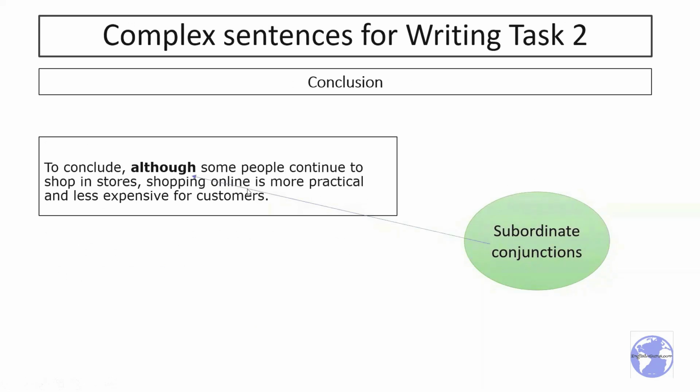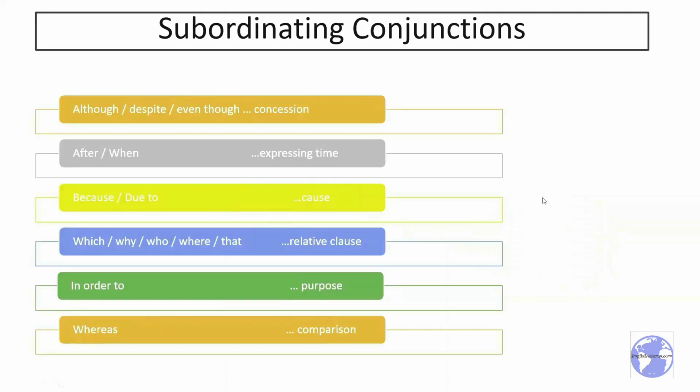In a conclusion, to conclude, although some people continue to shop in stores, shopping online is more practical and less expensive for customers. So here I've placed the subordinate conjunction at the beginning of the sentence. So I've moved it around. And that's what you can do in IELTS, move the position of the clauses around when you want to paraphrase or you want to make a sentence sound different to what's gone before.